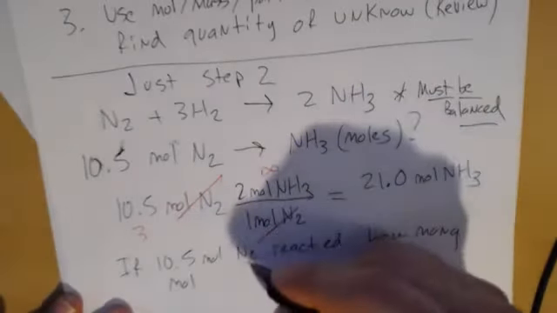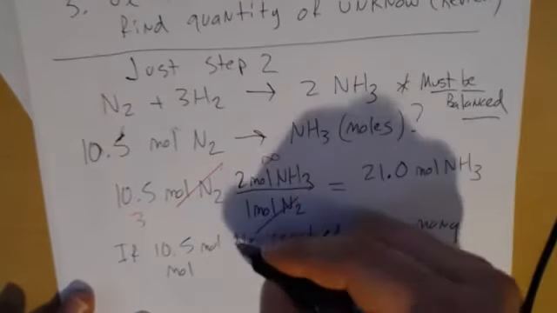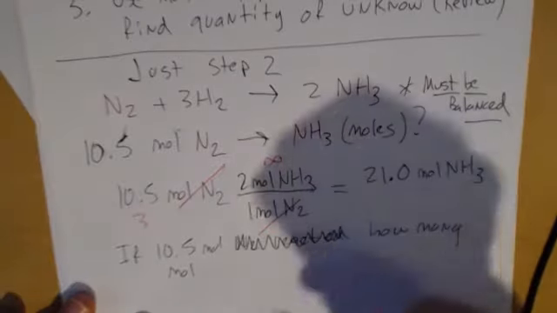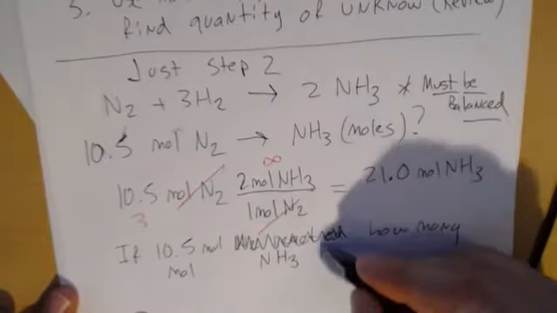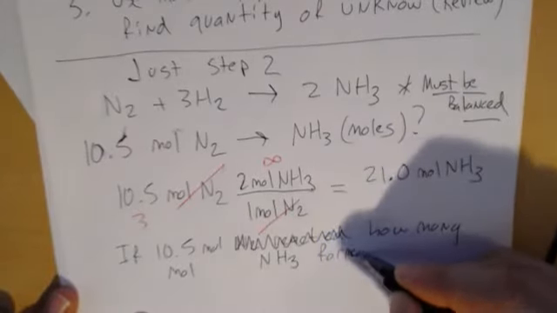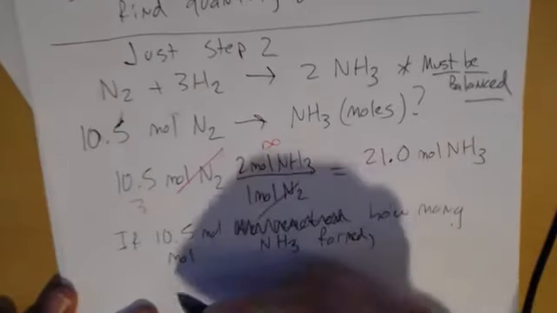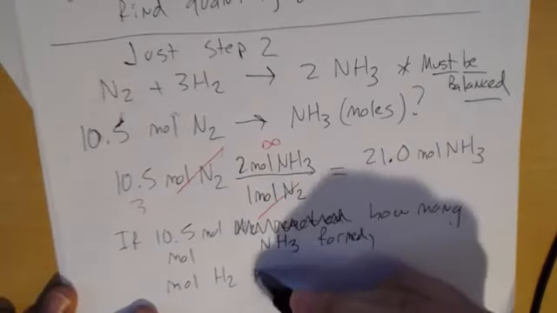Let's change this. Is it okay if I change this? I'm going to change it. If 10.5 moles of ammonia formed, how many moles of hydrogen reacted?